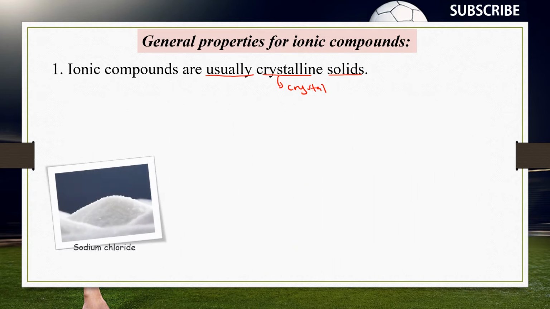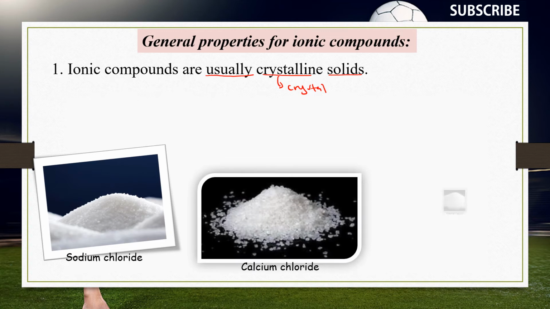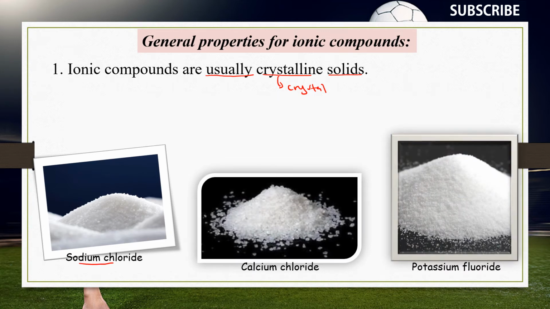If you go to your kitchen and try to find sodium chloride, which is our table salt or common salt, you'll find it in the form of crystals. And this is true for all other ionic compounds like calcium chloride and potassium fluoride. As we said, ionic compounds are made of a metal and a non-metal. Most of them will appear in the same way, and it may be hard for an individual to tell which one is which because they all appear crystalline. So ionic compounds are usually crystalline solids at room temperature and pressure.